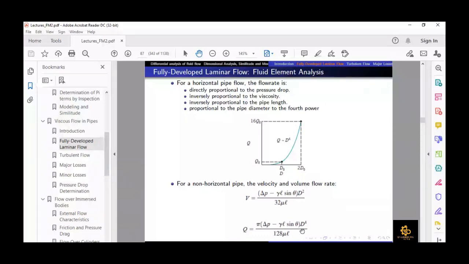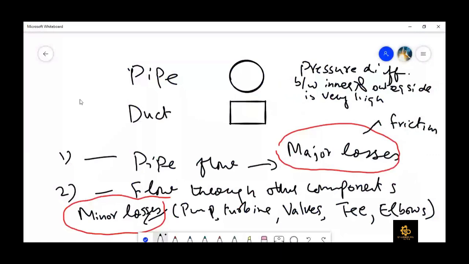D^4. They are directly proportional to the fourth power of diameter, inversely proportional to the viscosity, and also inversely proportional to the pipe length. Okay, so as we discussed the relation between, if I can write it here, just a minute.